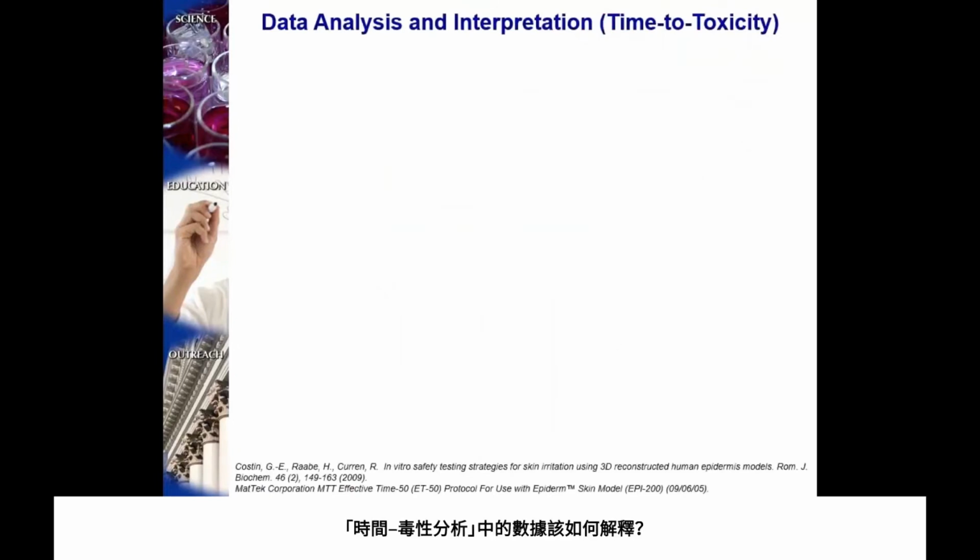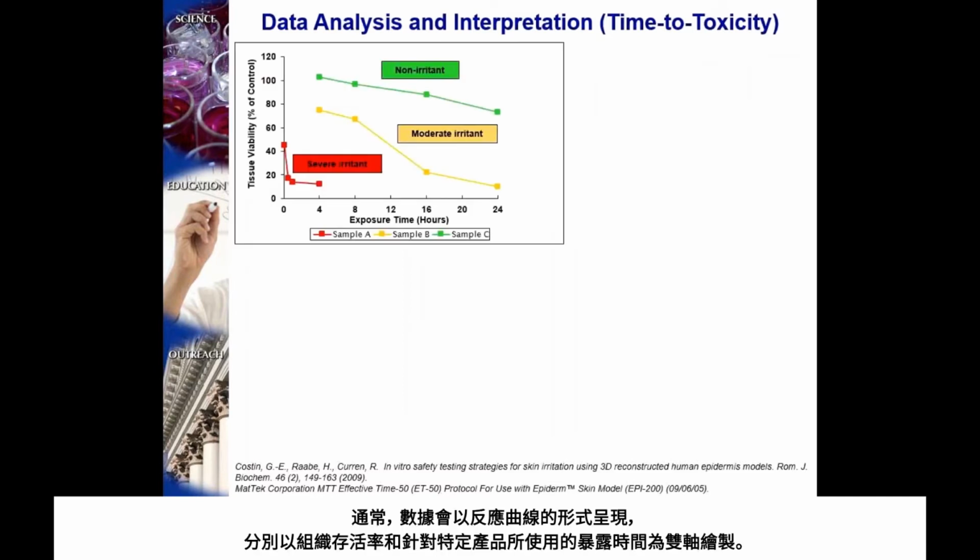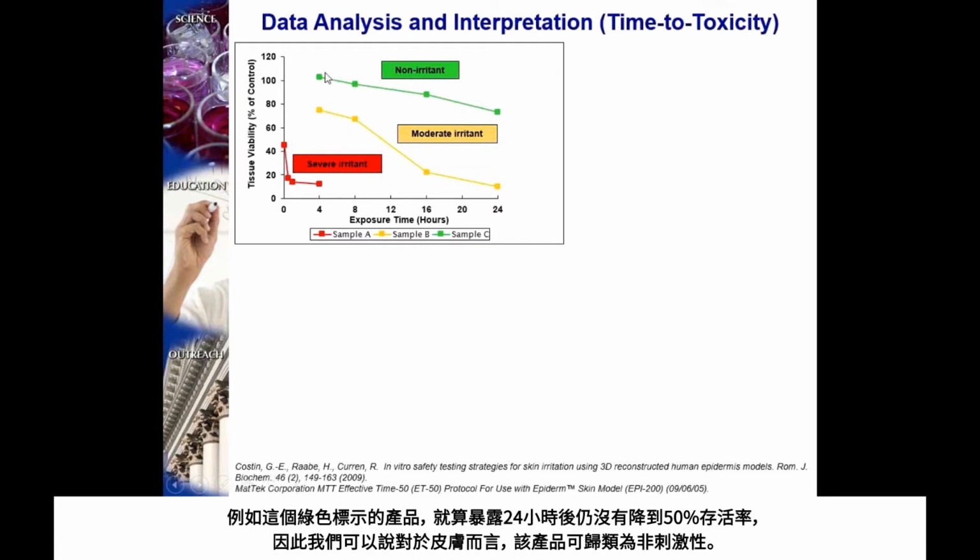How are the data interpreted and analyzed for the time to toxicity assay? Usually, the data are presented in what we call response curves, where the tissue viability is plotted against the exposure time that was used for a particular product. For example, for this product in green, where 50% viability is not even achieved after 24 hours of exposure, we can say that the profile is probably of a non-irritant product to the skin.